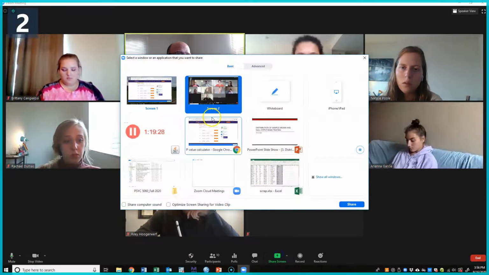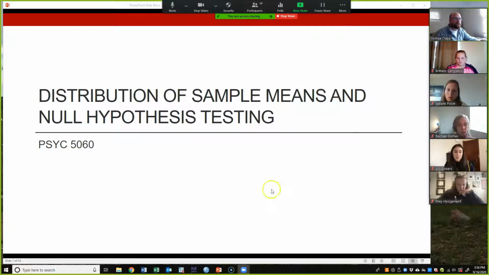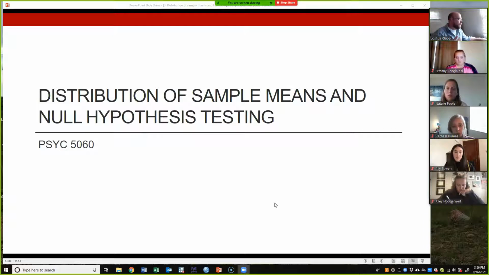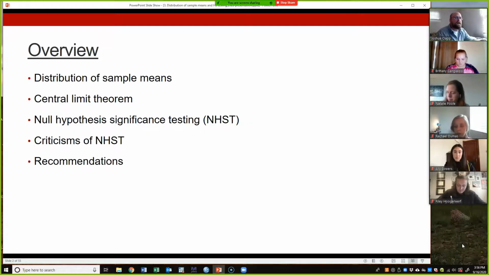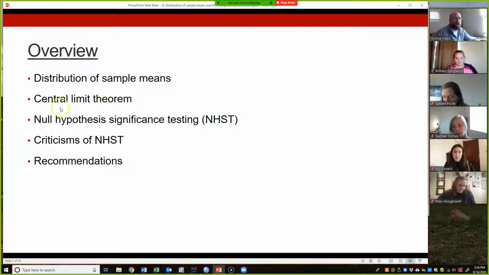So let's pop into the next set. Talk about some distribution of sample means, some hypothesis testing stuff, some very preliminary z-score things. All right, so quick overview. Going to talk about distribution of sample means, some central limit theorem, talk about null hypothesis significance testing, kind of the parameters of what we're doing here, but then get into some of the criticisms with this, and then recommendations moving forward.